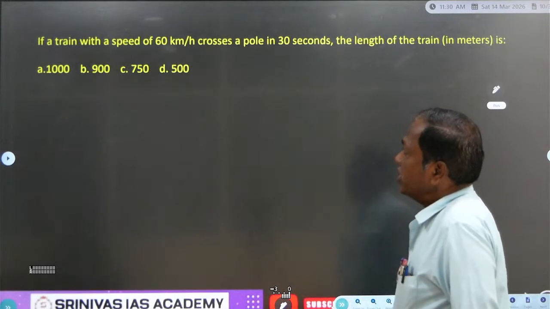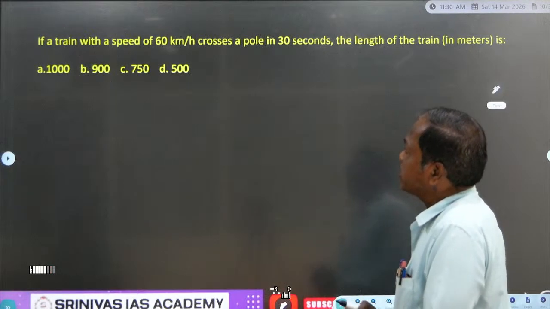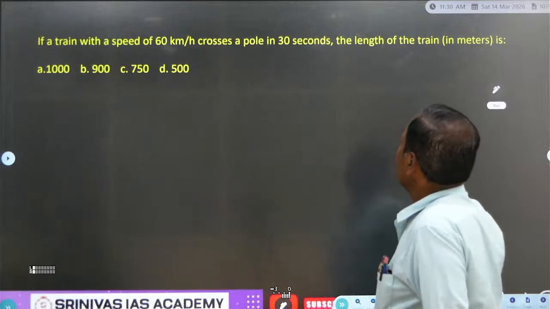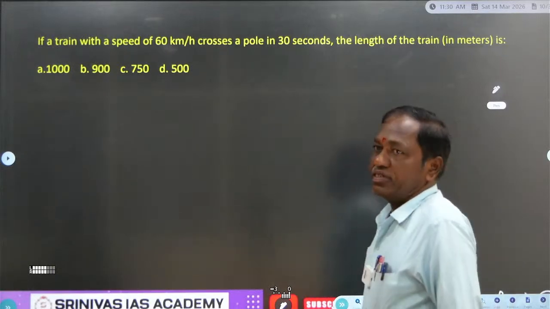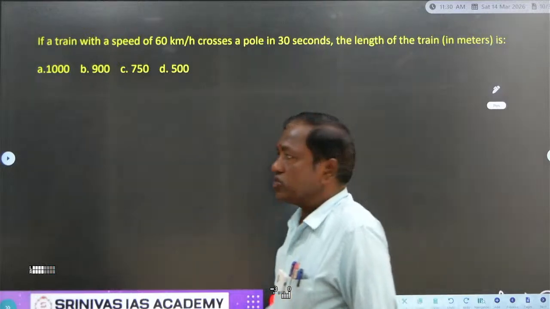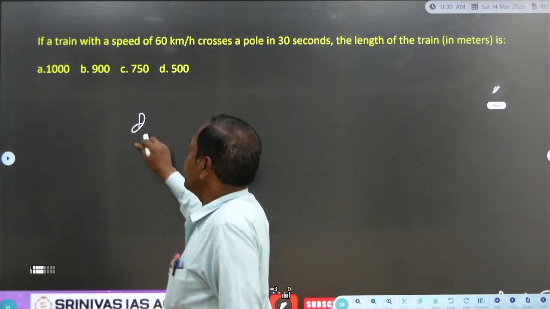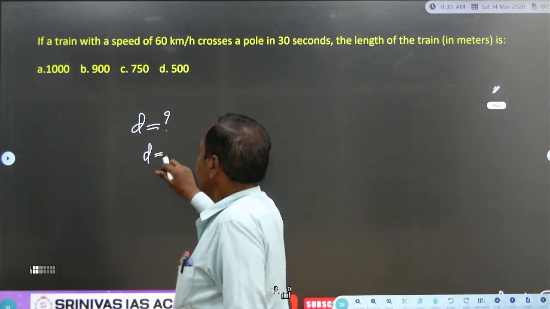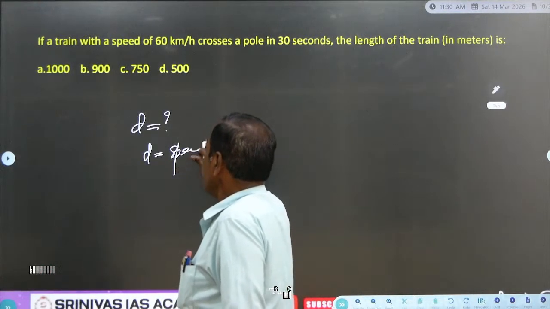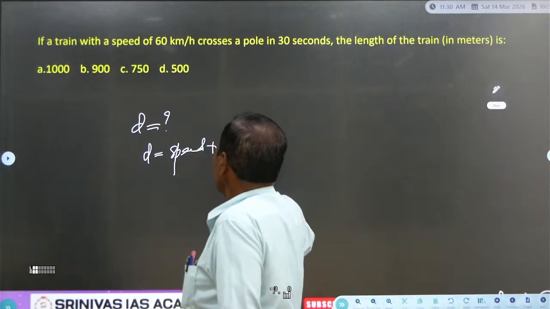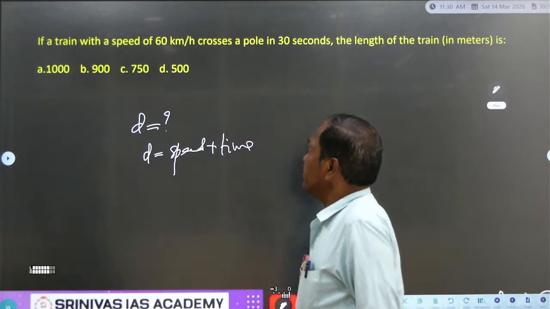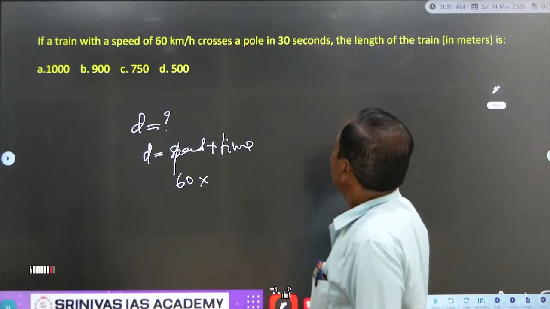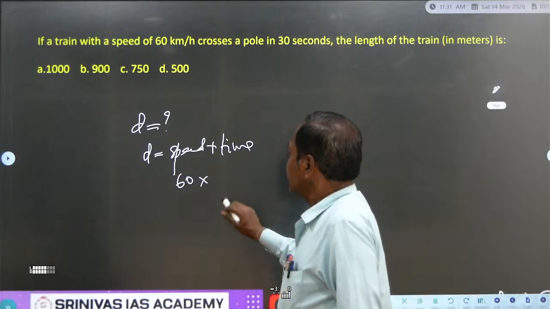Next, if a train with a speed of 60 kilometers per hour crosses a pole in 30 seconds, the length of the train in meters is. So, what is being asked in the question? Length of the train, distance is being asked. Distance is equal to speed into time. What is the speed given? 60 kilometers per hour into time. Time is given 30 seconds.